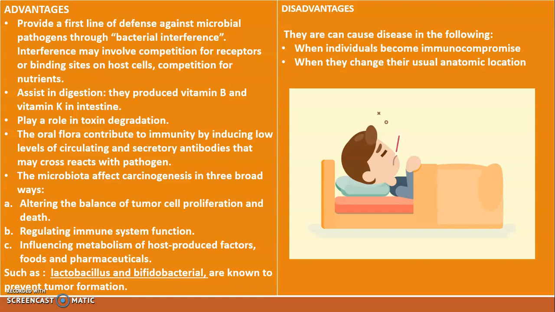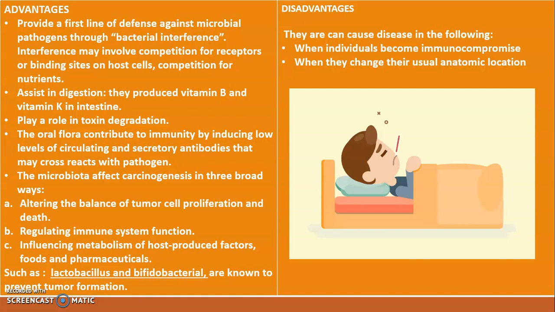There are advantages and disadvantages of normal flora. The first advantage is that they provide a first line of defense against microbial pathogens through bacterial interference. Interference may involve competition for receptors and binding sites on host cells, and competition for nutrients. They assist in digestion. They produce vitamin B and vitamin K in the intestine. They play a role in toxin degradation. The oral flora contribute to immunity by inducing low levels of circulating and secretory antibodies that may cross-react with pathogens.